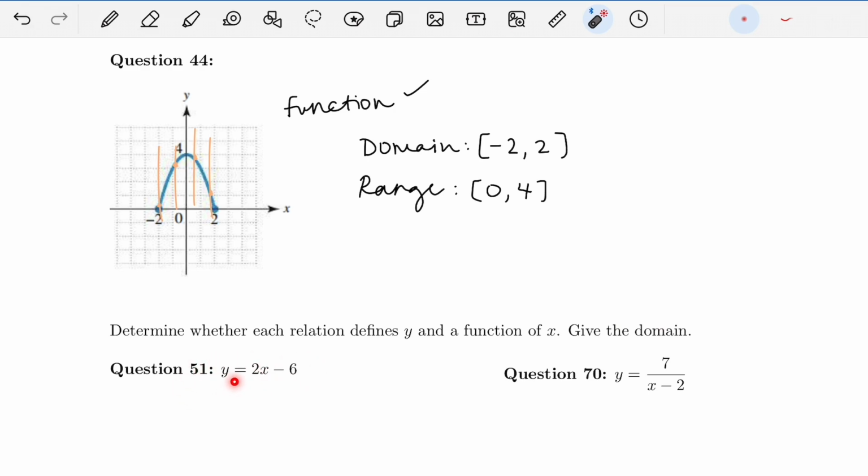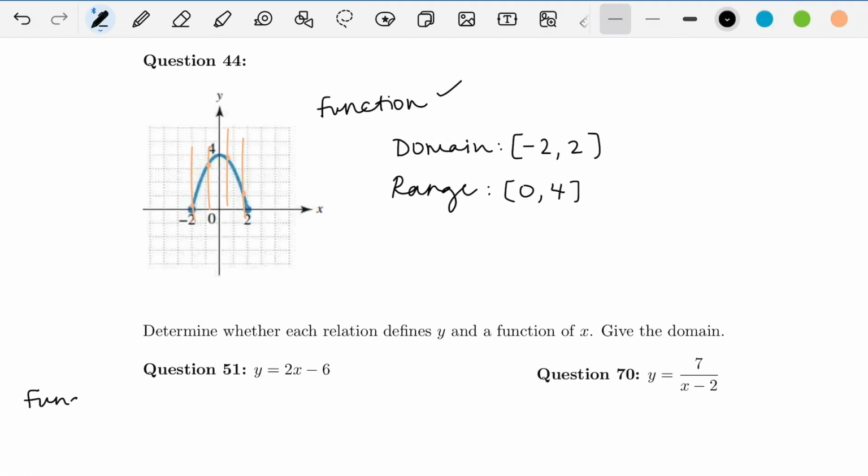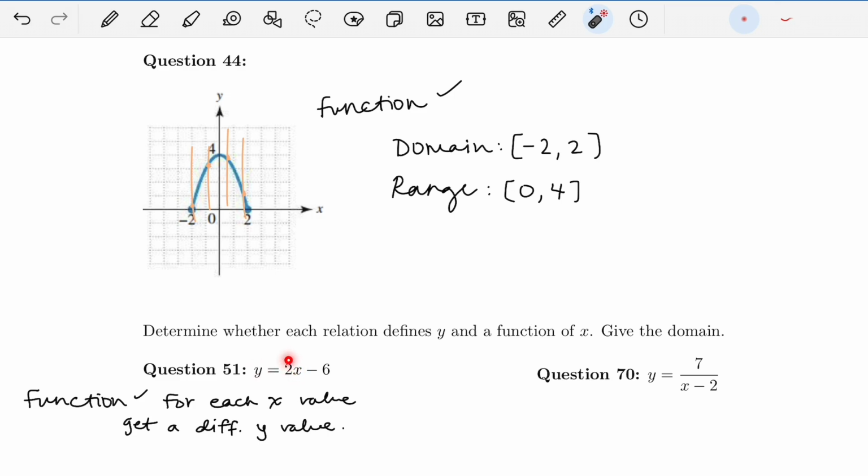So looking at 51 here, y is equal to 2x minus 6. This guy is going to be a function. For each x value, we're going to get a different y value. If we were to plug 1 in for x, we would get a different y value than if we were to plug in 2 for x, and so on. So this guy is going to be a function. And then we'll just write for each x value, we'll get a different y value. So no matter what, our outputs are going to change based off of what our x value is.